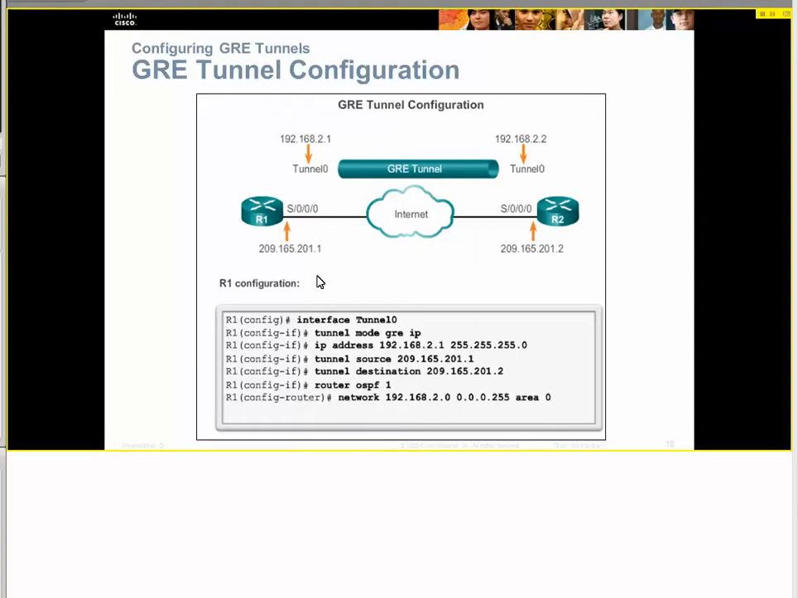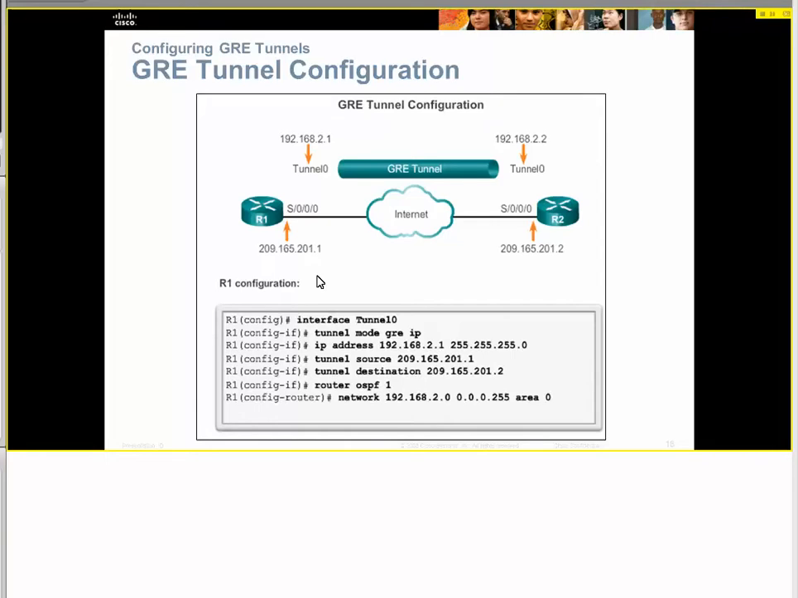So we create a tunnel interface. In that tunnel interface, we designate the mode of the tunnel: it's going to be a GRE tunnel, and it's going to use IP as its transport mechanism. In other words, we are going to be encapsulating IP packets into our IP tunnel. Now, if it was another protocol, like IPX or something, you'd be tunneling with another protocol.